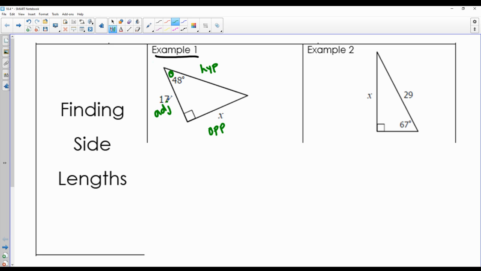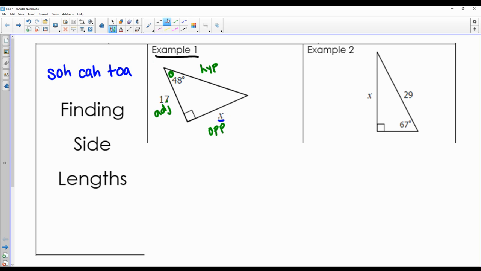Okay, very first thing that I always do, I write somewhere on my paper my nice, lovely acronym. I'm going to write SOHCAHTOA. Okay, SOHCAHTOA. This is going to help us to know which one of the trig ratios we're going to use to help us find this x right here.